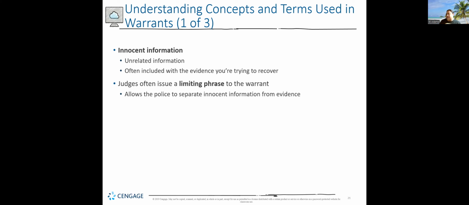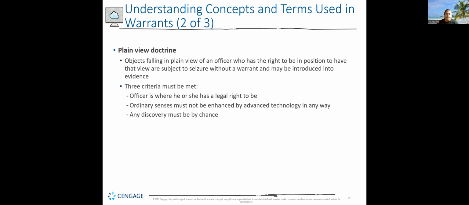This is talking about warrants. Judges often issue a limited phrase in the warrant that allows the police to separate innocent information from evidence. So if they found something incriminating on somebody's computer, they would say it was found in this file. That's what that would refer to. Like if they found some items they're not supposed to have, and it's located on the hard drive under C, documents, that's innocent information. That's the phrasing I'm referring to.